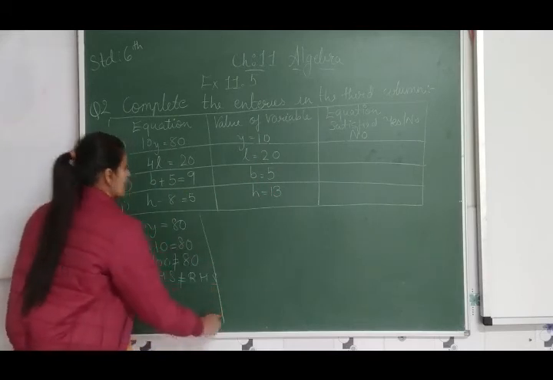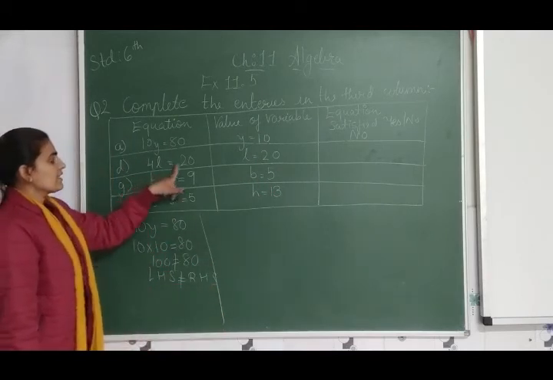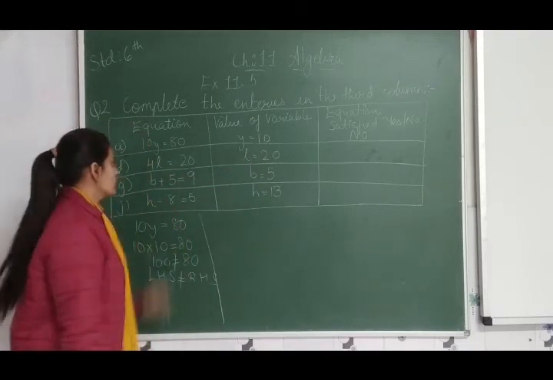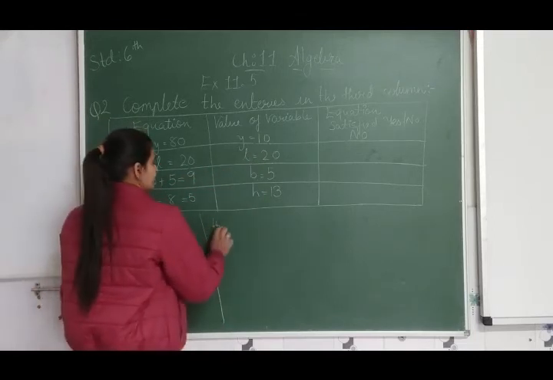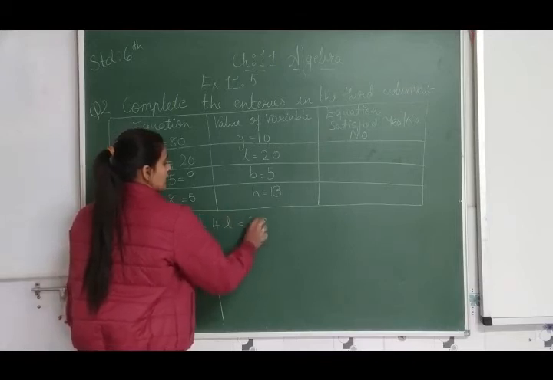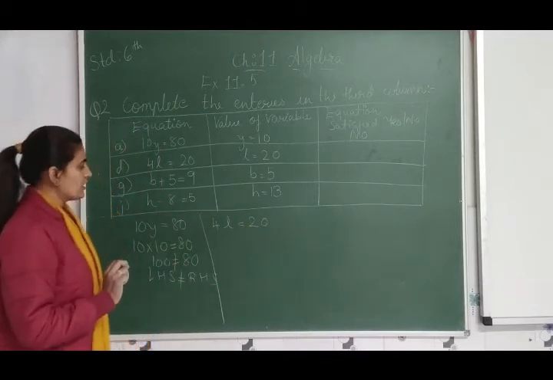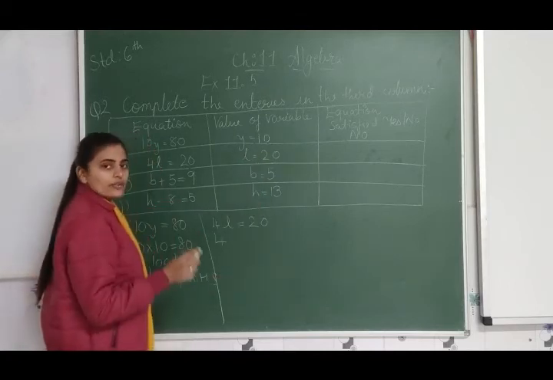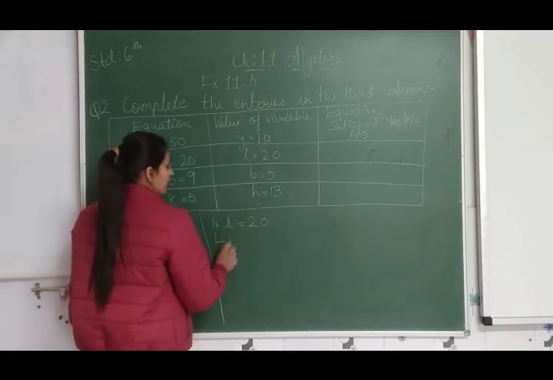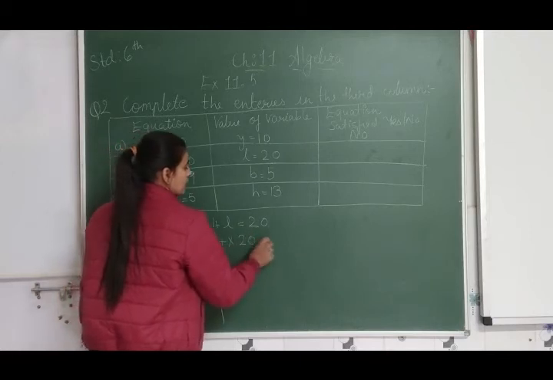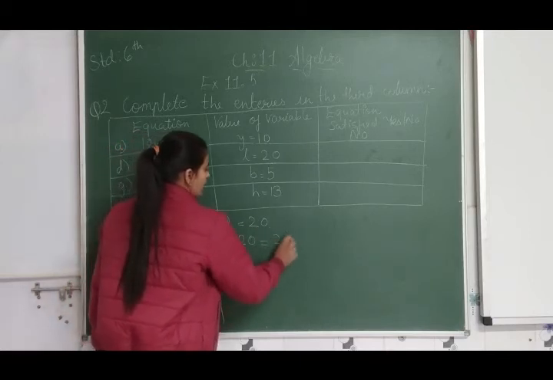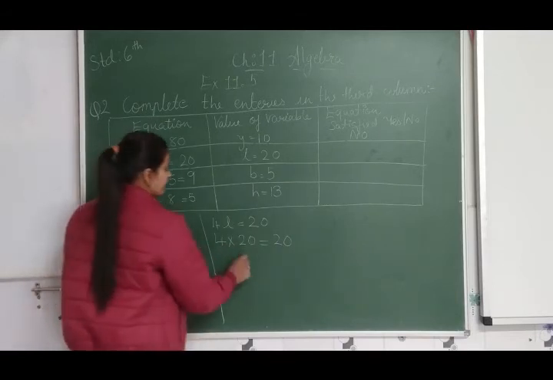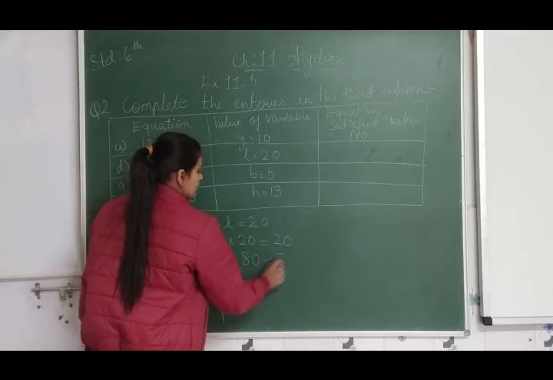Now for the second one, 4L is equal to 20, and for L we have to take 20. We will write down this equation, 4L is equal to 20. After that, 4 as it is, and L's value we have to take 20. So here multiply by 20, equal sign as it is, 20 also we will copy down as it is. Now 4 multiplied by 20 is 80. 80 equal to 20.